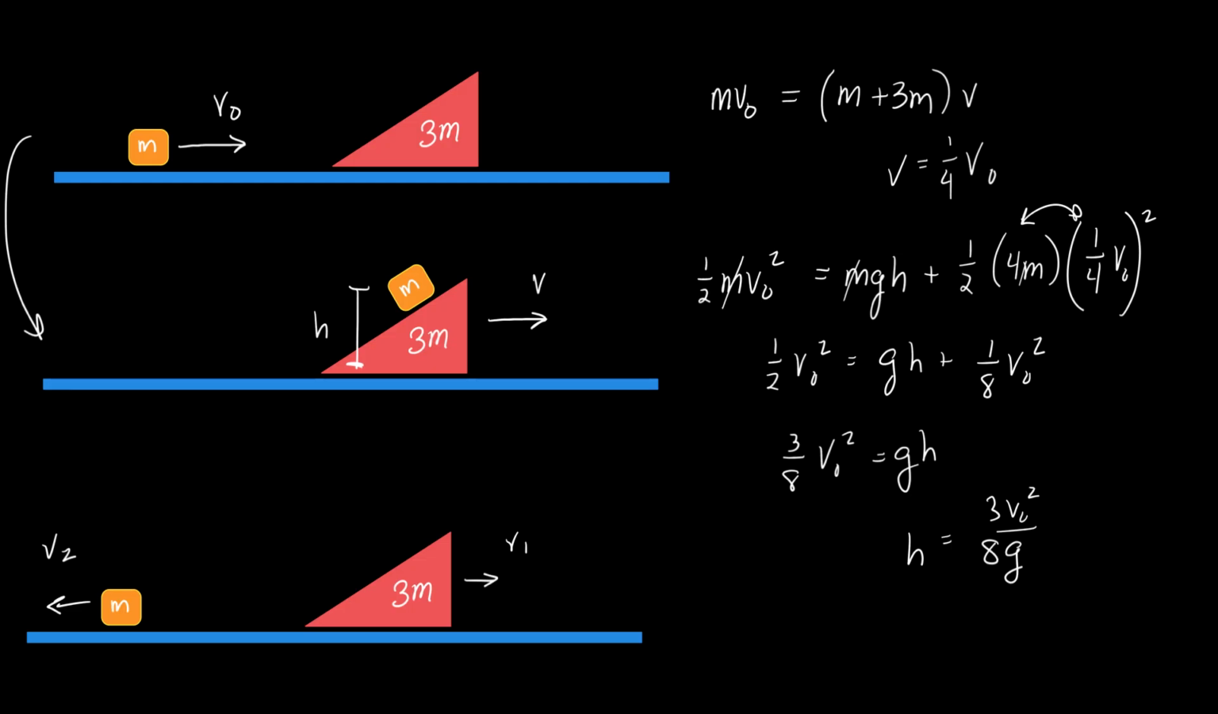Now there's no easy way to talk about this. V1 and V2 are independent velocities, but momentum and energy are both conserved here. This is an elastic collision. So you have to solve for V1 and V2 using the fact that both momentum and energy are conserved.